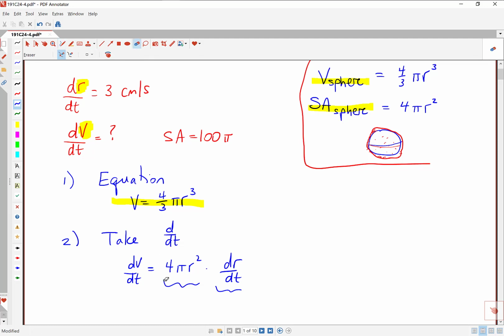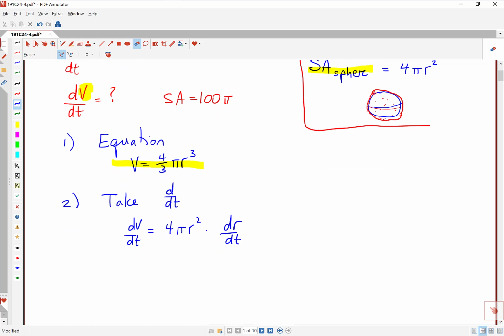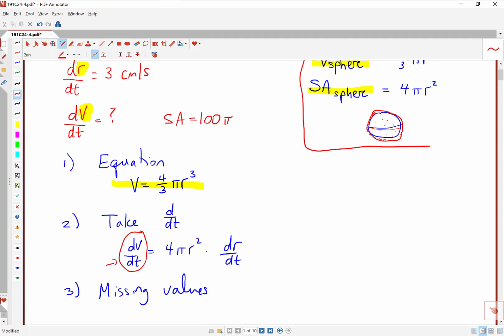Okay, so that's our second step done. And then for the third step, we need to find any missing values before we can solve the equation. Let's think about what we know. dV/dt is what we're trying to find, so I'll circle that and say that's what we want. dr/dt, yes, we were given that in the problem, so we know what this number is. And what we need to find is r.